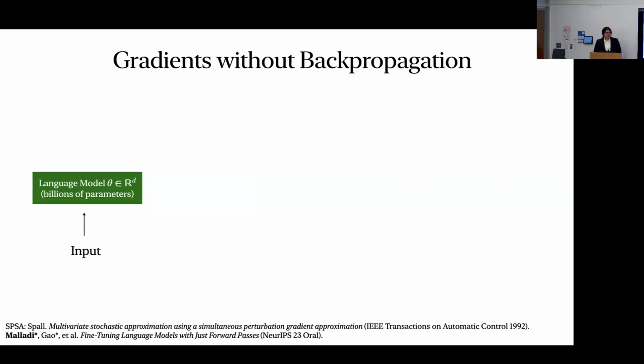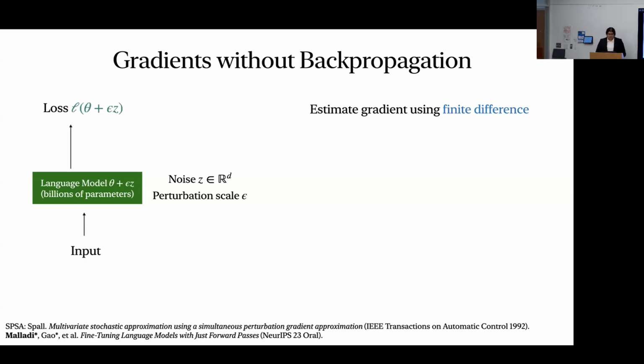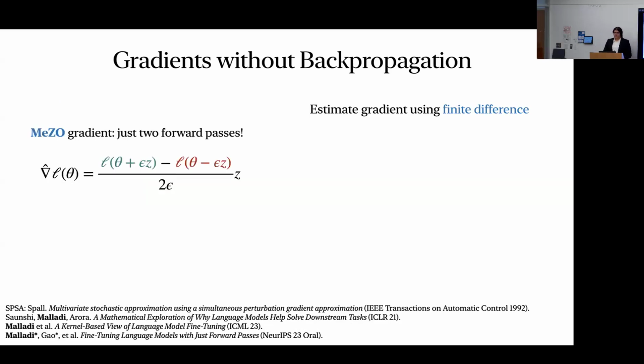So our goal is to compute gradients without backpropagation. This is a classical idea from the 90s: estimate the gradient using a finite difference. We sample a random noise vector, z, which is just a Gaussian vector, and perturb the parameters in the plus z direction and the minus z direction. We measure the loss at each of these perturbed parameters. We can then compute a gradient estimate using just these two forward passes. So this is still a classical finite difference.